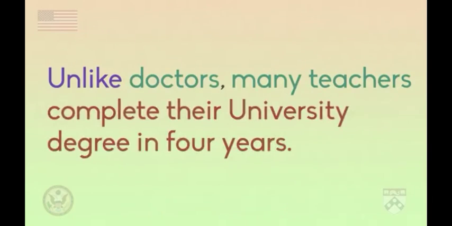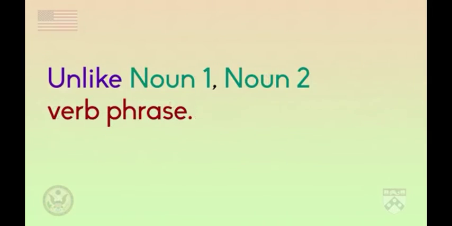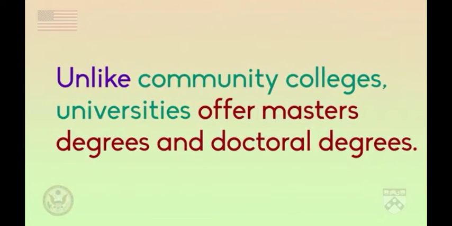Phrase number 2 is unlike. Unlike doctors, many teachers complete their university degree in 4 years. This sentence begins with the phrase of contrast unlike in purple, followed by the first noun doctors in green. Then the second noun is said with a verb phrase for more explanation of how the two things are different. Here's another example using unlike. Unlike community colleges, universities offer master's degrees and doctoral degrees.